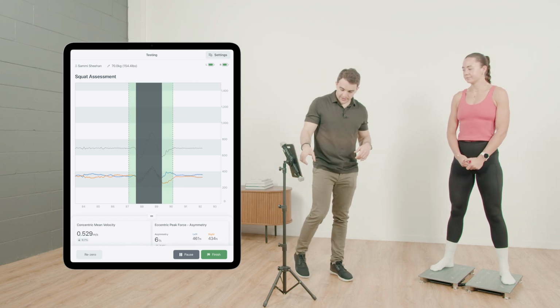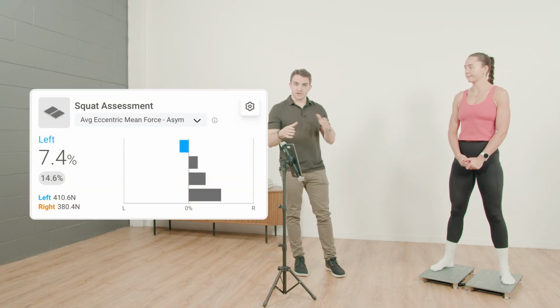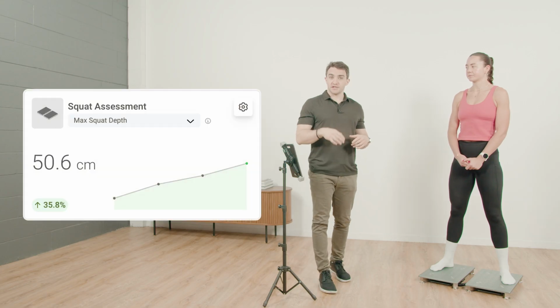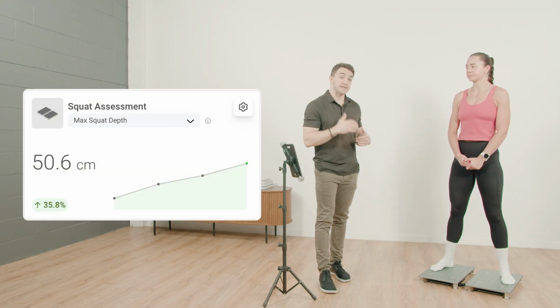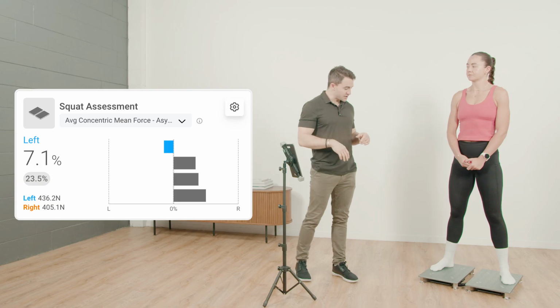So what we're looking at here is the different metrics. We'll look at things like eccentric mean force asymmetry to see on average through that eccentric phase which leg is producing more force. We can look at squat depth as well by measuring displacement of the center of mass, and we can see how far down our patient squats. And I might look at concentric mean force asymmetry to see on average during that concentric phase as the patient comes back up, which leg is producing more force.